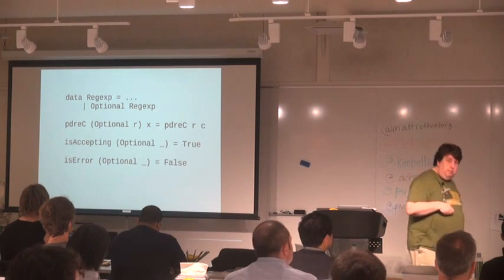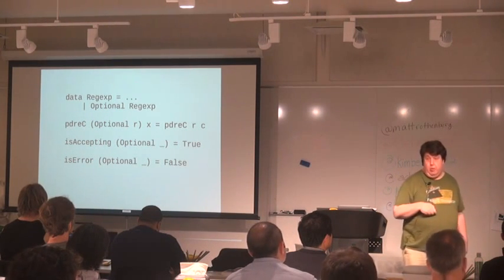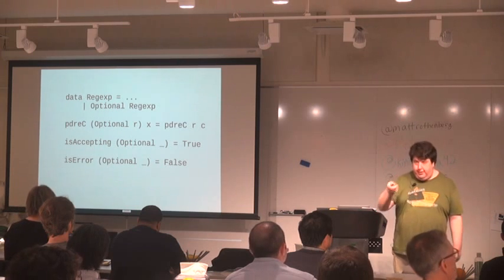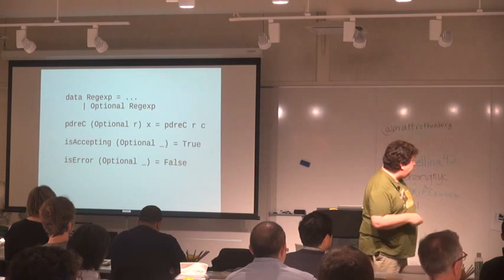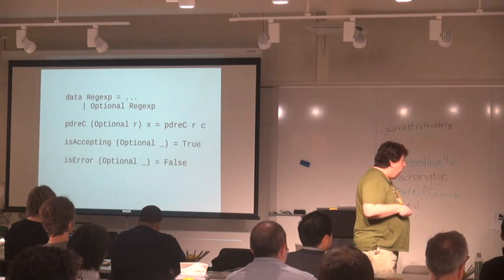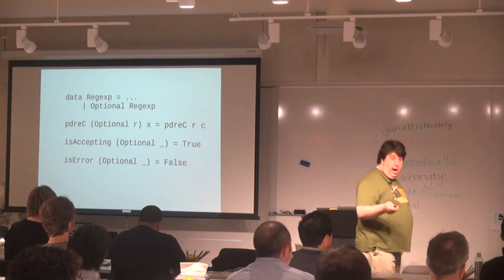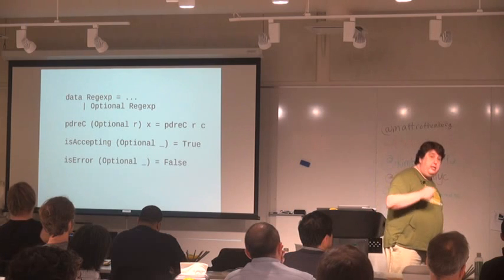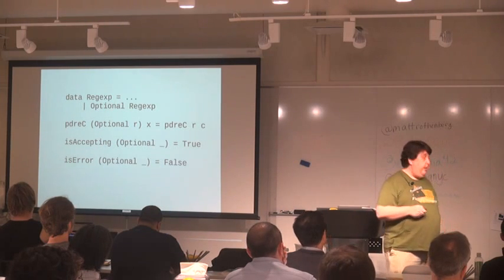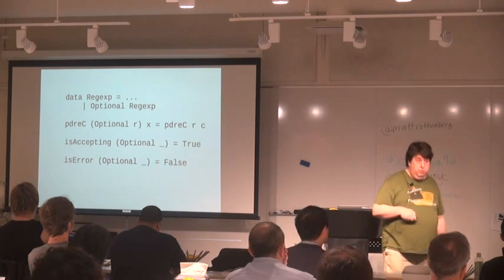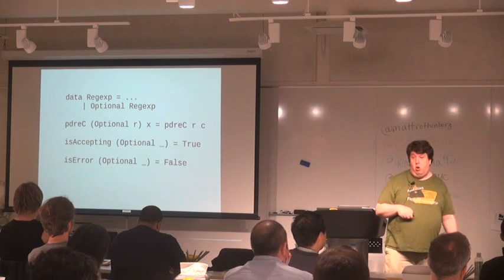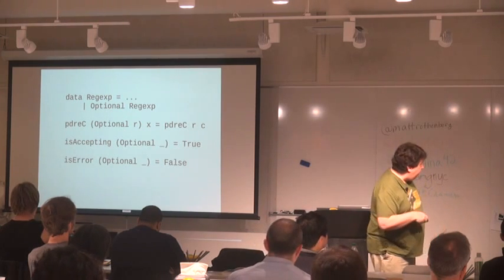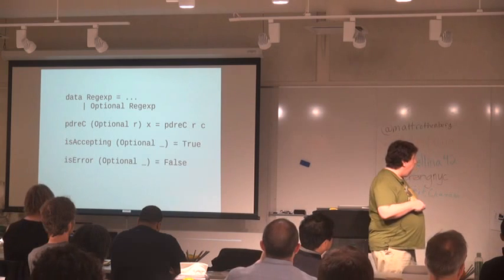Is it accepting? Yes, obviously it's accepting. We explicitly made it accepting. We explicitly added the empty string to the set of strings we match. Is it error? It is not. Even if R is an error itself, we have added the empty string to the list of strings we match, so it is not an error. So we don't even need to look at R. We don't care what R is. We know it's not error. Right?